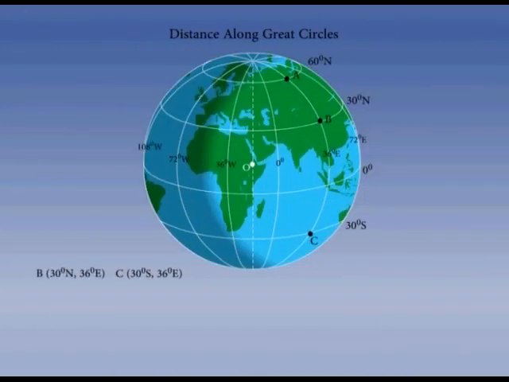How about the distance BC? B and C now lie on opposite sides of the equator. So the angle BOC is 30 plus 30, which gives us 60 degrees. Arc length is equal to 60 over 360 times 2 times pi times 6,370, which gives us 6,673.33 kilometers.